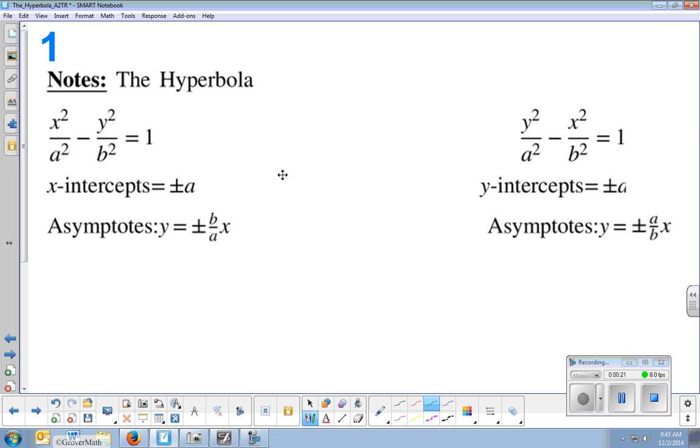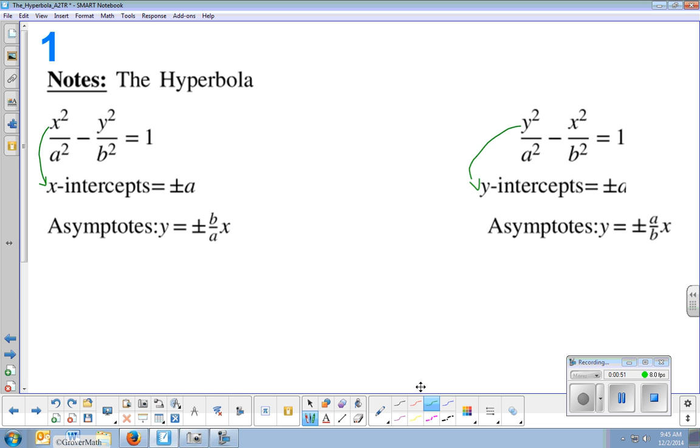The difference is the lead variable. The lead variable on the left is x squared, and then it's minus y squared. But the lead over here is y squared minus x squared. And so that's the key difference between these two types. And so this hyperbola, because the lead is x squared, will have x-intercepts. If your lead is y squared, it's going to have y-intercepts.